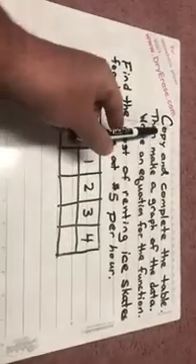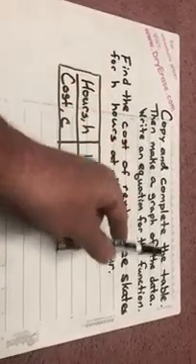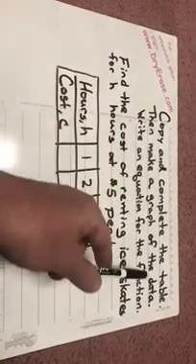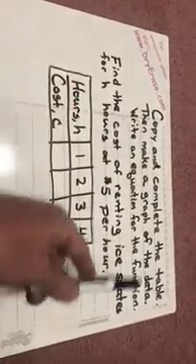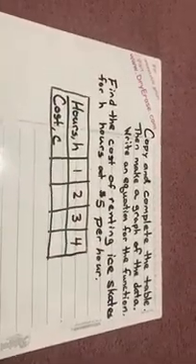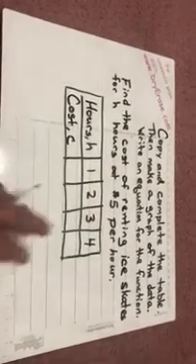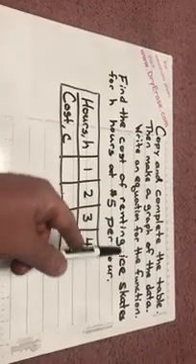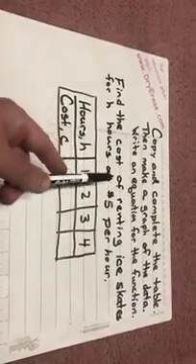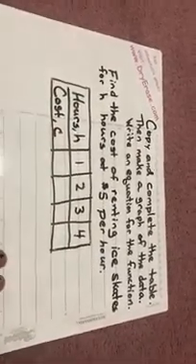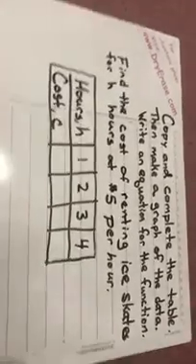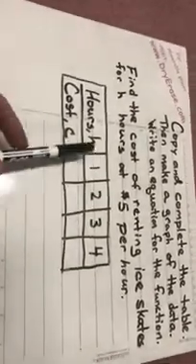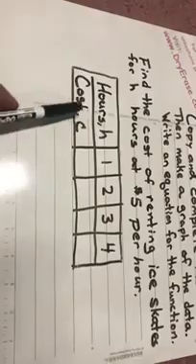So our first set of directions tell you to copy and complete the table, then make a graph of the data, write an equation for the function. All right, so they're going to give you a function, which in this case we're going to use find the cost of renting ice skates for H hours at $5 per hour. So we're going to write an equation. The idea is that it costs $5 per hour.